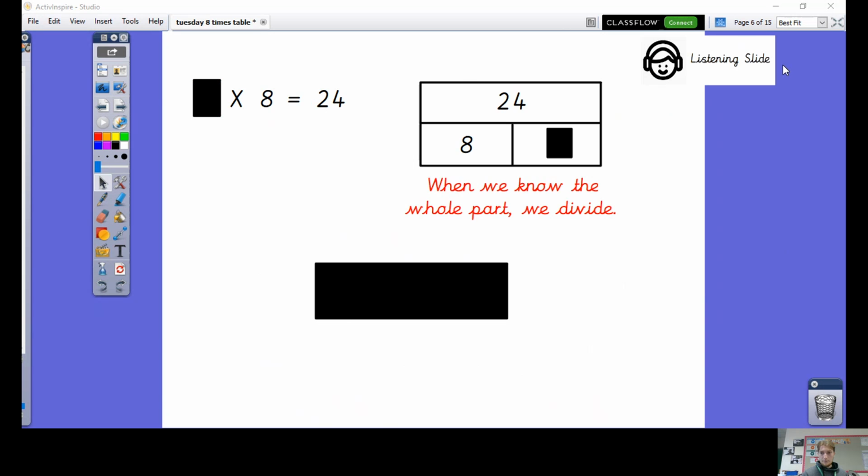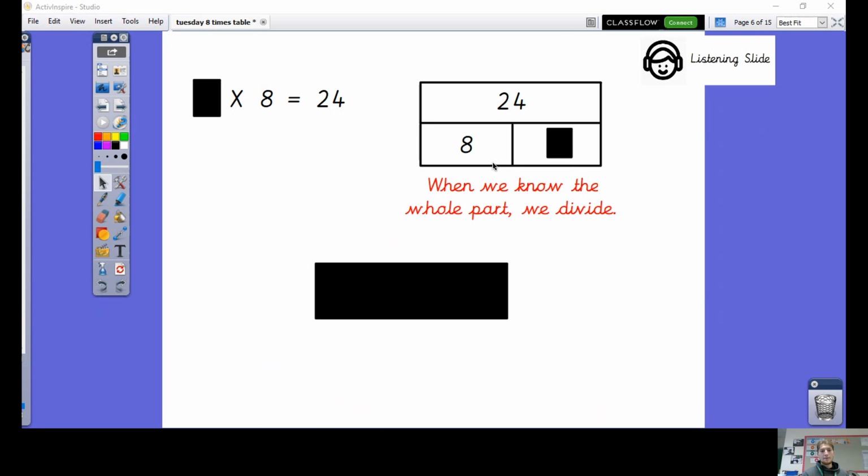Okay, right. We're going to do a few. We're going to go over filling in the blank spaces in a number sentence. So here I've got a number sentence, and I don't know what we times by 8 to get to 24. And I remember in our lesson last term, we were looking at the inverse, weren't we?